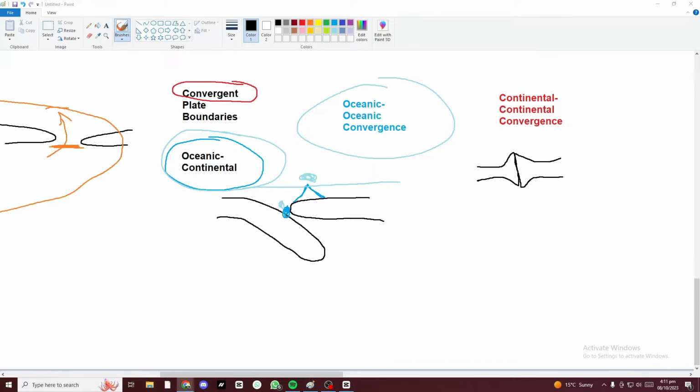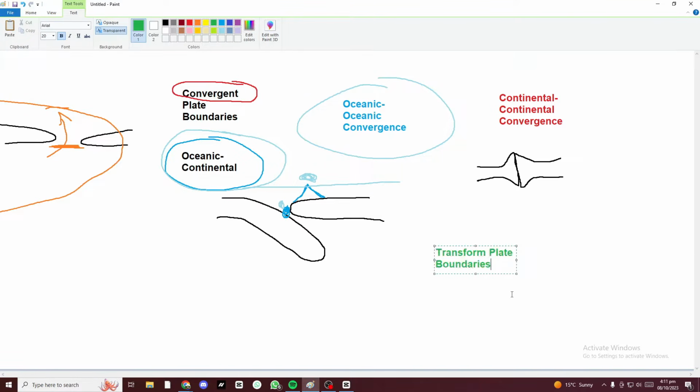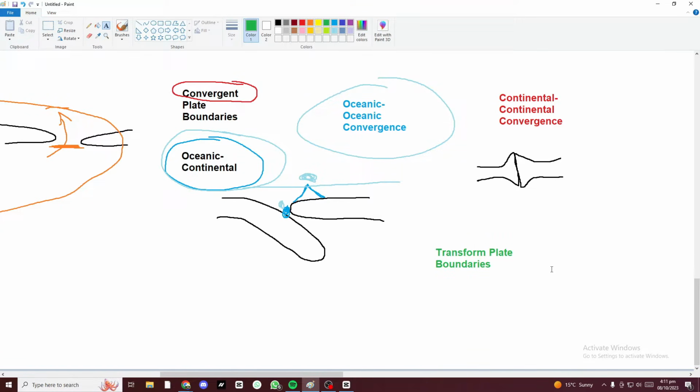And now we get to transform plate boundaries. These occur when two plates move along each other. So one plate moves this way, one plate moves this way. They create fault lines, which is just, here's one plate, here's another plate. A fault line is just the area where these two plates meet.